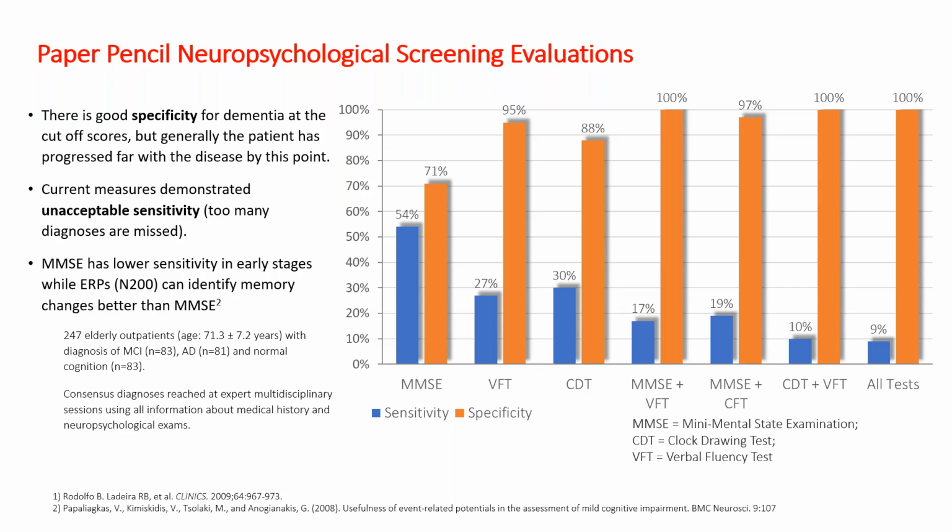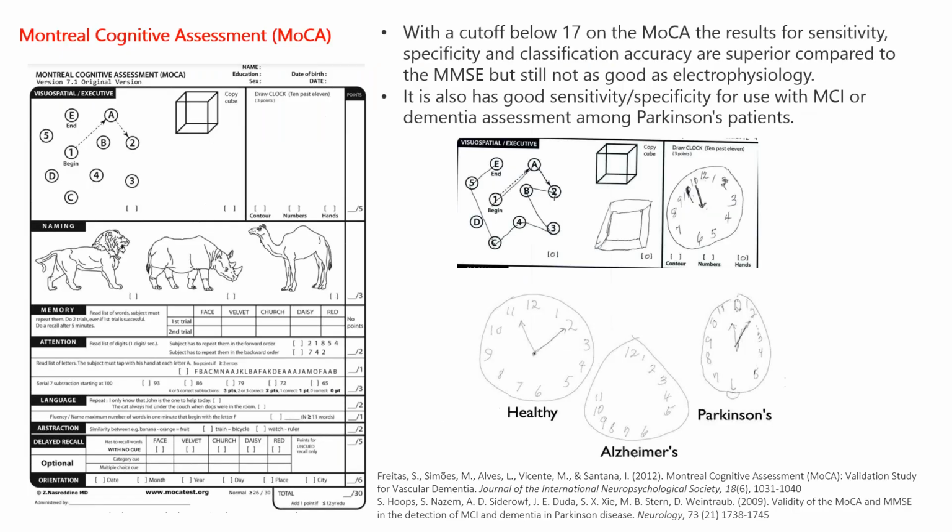So that's one of the reasons I like this next test, the MoCA, because it has the clock drawing in it as well, and it also has a good many of the items that are in the mini mental status. So you have a pretty fast test. It's got a good cutoff of 17. And if you get a cutoff of 17, you clearly can catch the dementia.